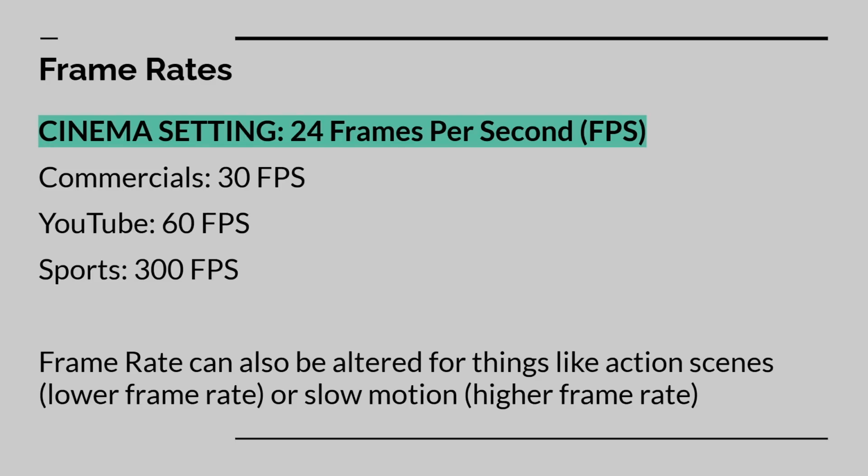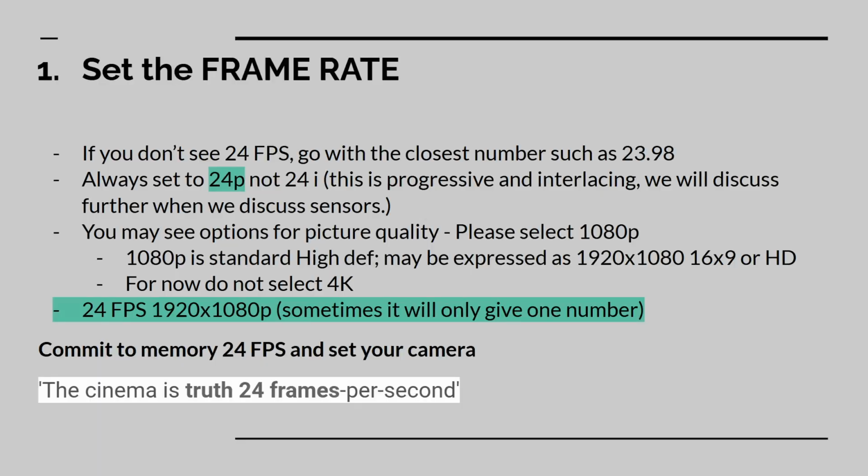All right, so the cinematic setting, 24 frames per second. Commercials, yeah, you're looking at like 30 frames per second. A lot of times YouTube is 60 frames. So it just kind of depends on what you're going for. So set the frame rate. If you don't see 24 frames per second on your camera, go to the closest number.